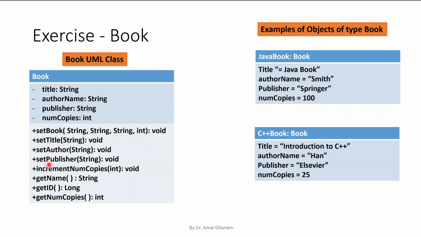Additionally, they have a set individually. So set title only for the title. That's why it will take string and will return nothing. Set author only for the author, which is a string again, and set publisher string and return nothing. We have also a get name, which returns string, get ID, get number of copies, that will return long and integer. And we have increment number of copies.